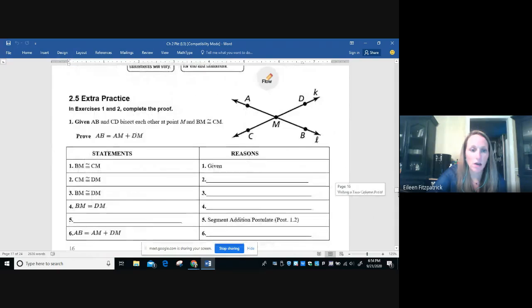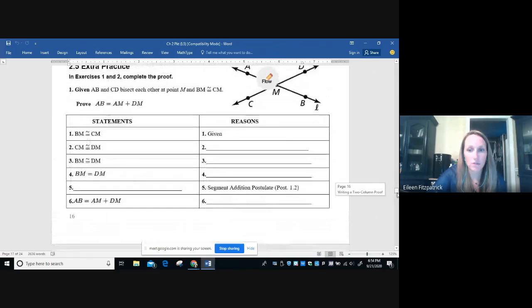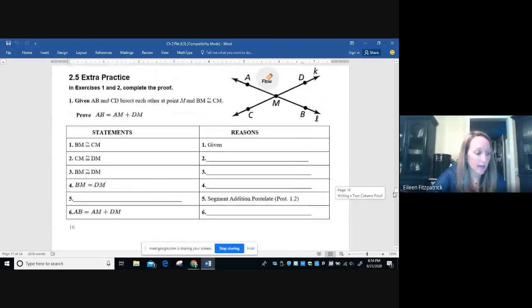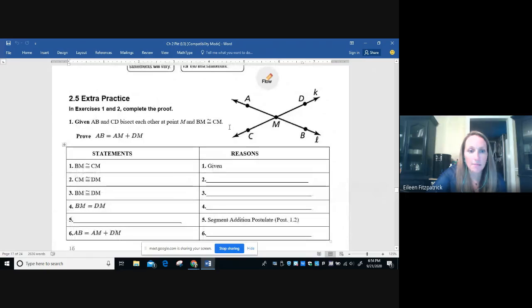All right, so we have another proof here to kind of work through. It's a fill in the blank type of proof to kind of just get us started again. So it says here, AB and DC bisect each other at point M, and BM is congruent to MC, okay? So I'm gonna mark that one statement, that BM, that segment, is congruent to MC.